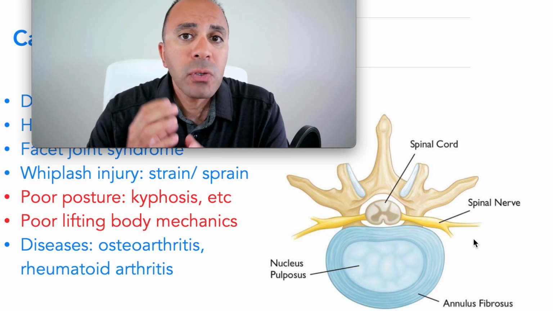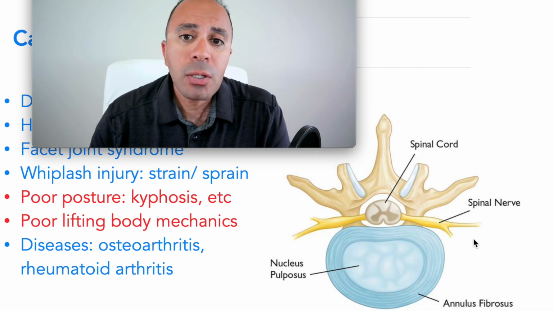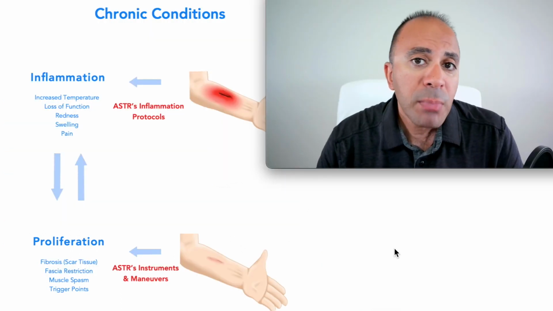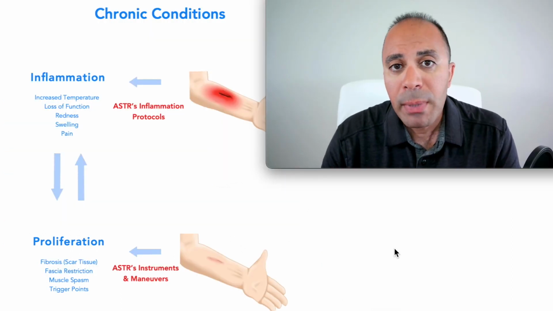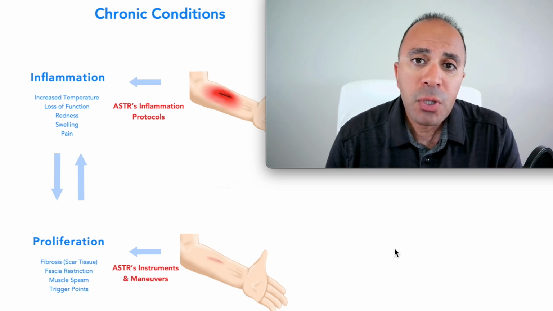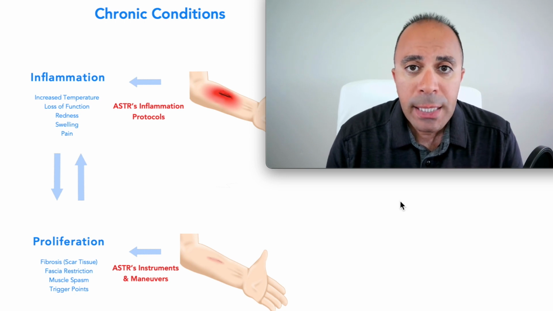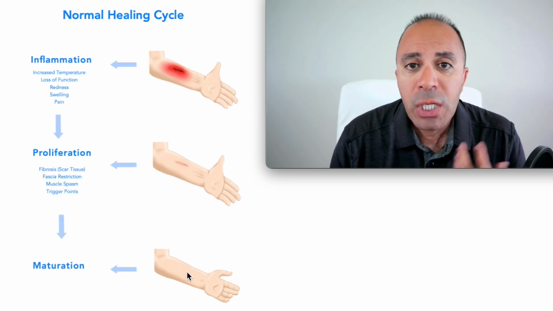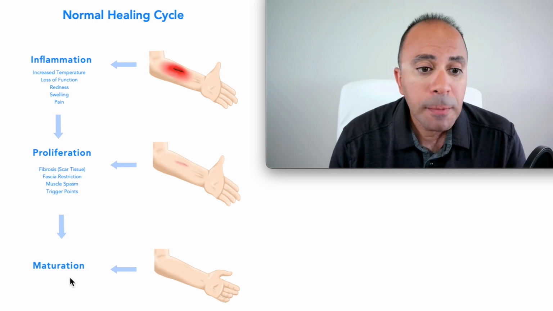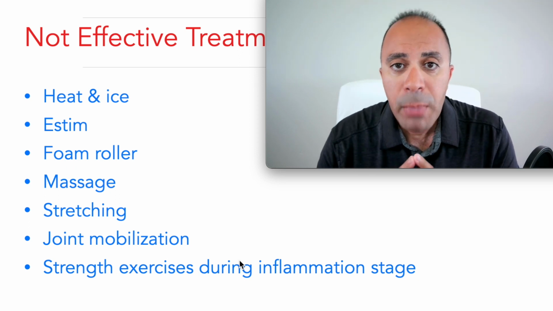So we have to step back and look at the body through the healing cycle to get to the root cause of the problem. If you have had chronic mid-back pain for a very long time and it has not healed, there's a very high chance your body is going back and forth between the inflammation and proliferation stages. That means it did not heal, because if you are in the maturation stage, that means your mid-back pain has healed. So what treatment can be used to treat mid-back pain?